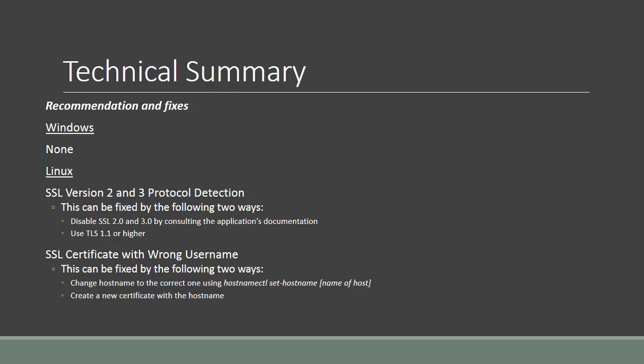Alright, the recommendations and fixes. There were 0 for his Windows. For Linux, SSL version 2 and 3 protocol detection. This can be fixed by disabling SSL 2.0 and 3.0 by consulting the application documentation, or by using TLS 1.1 or higher. SSL certificate with the wrong hostname. This can be fixed by changing the hostname to the correct one using hostnamectl, or you can also create a new certificate with the hostname.